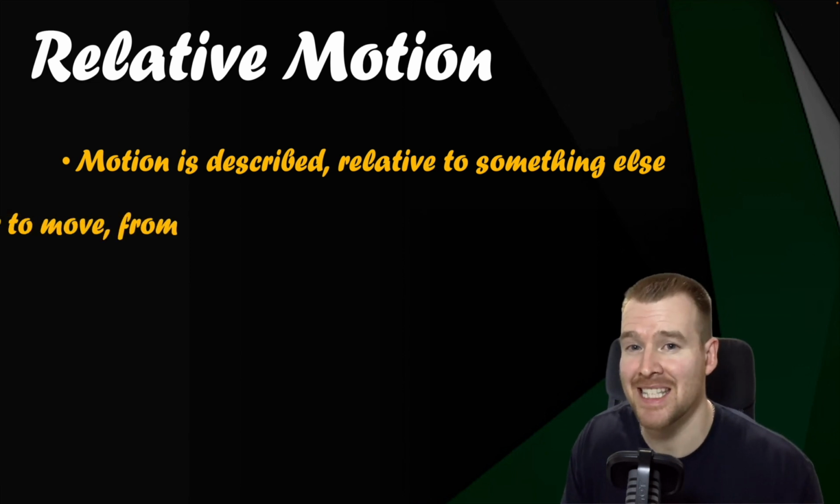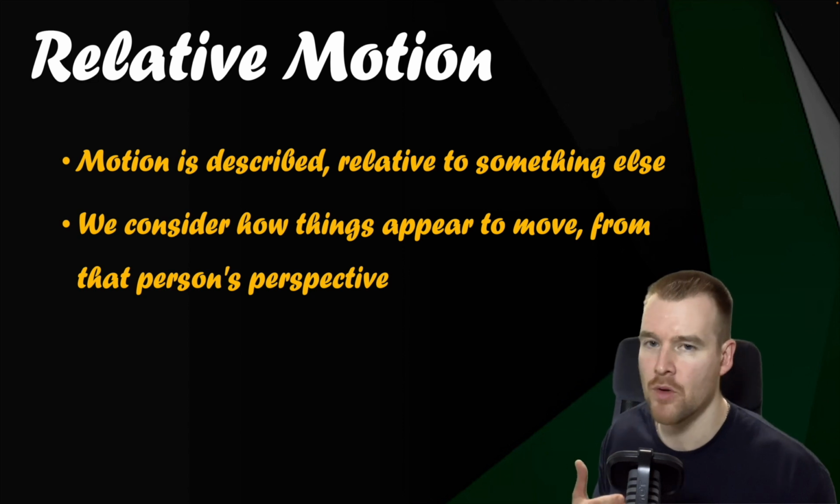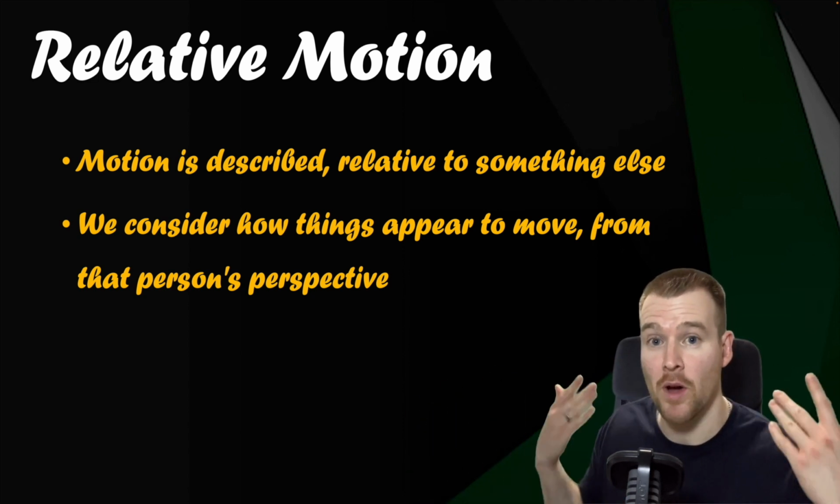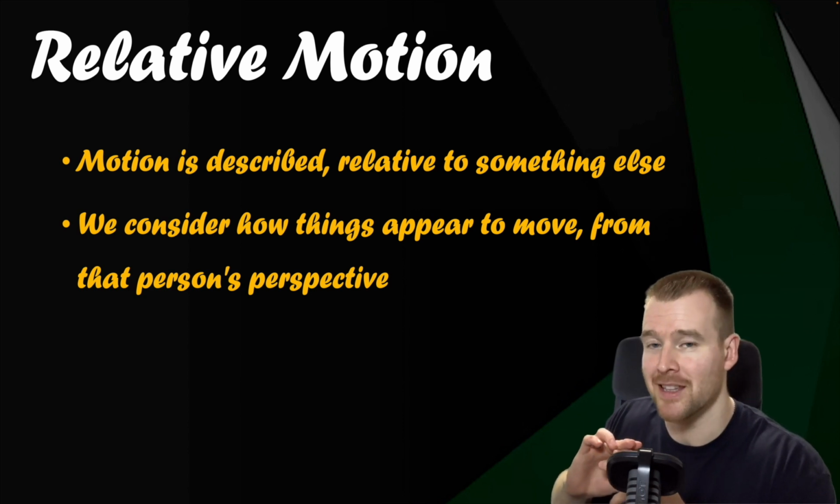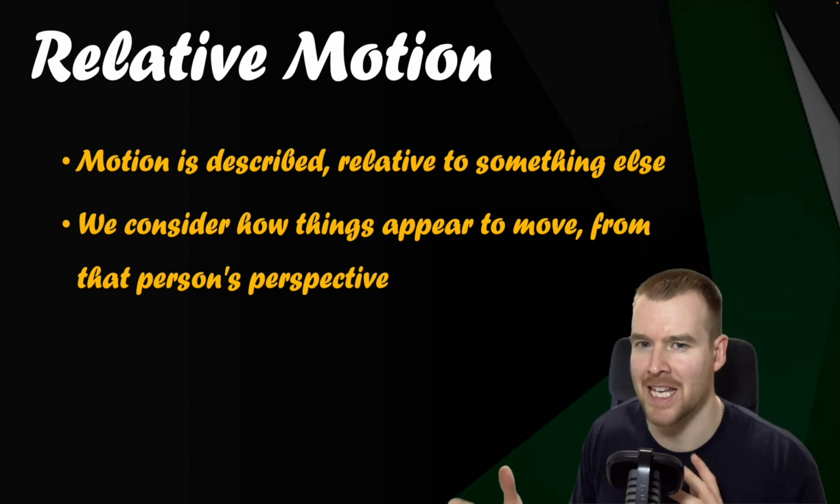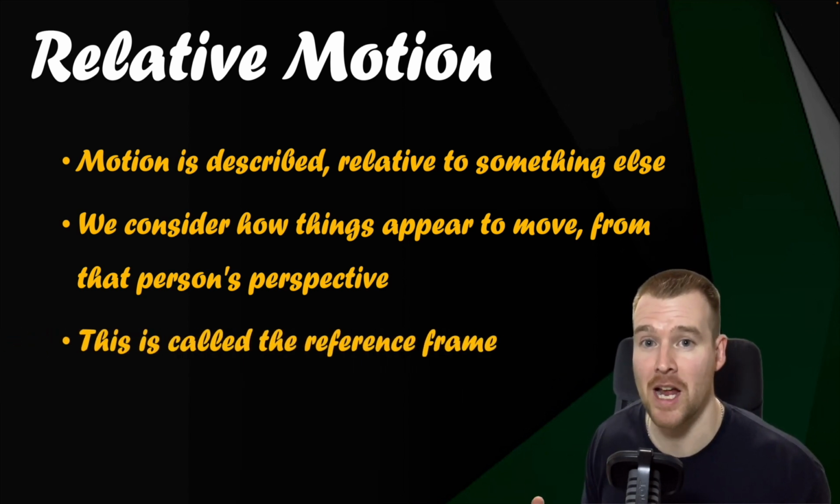But we can also consider how things look from different people's perspectives. If I'm moving in the vehicle, everyone seems to be going past me. But if I'm on the ground, it looks like the person in the car is going the other direction by me. So looking at different people's perspectives is also called looking at their frames of reference.